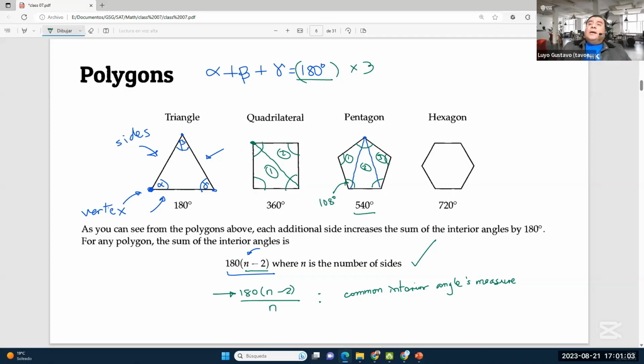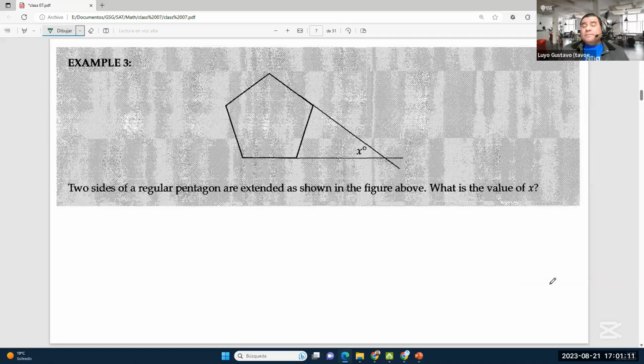So, there are questions where you have to make use of these formulas. Take a look at this. 2 sides of a regular pentagon are extended as shown in the figure above. What's the value of x? Okay, I leave it up to you to think about it for a moment.